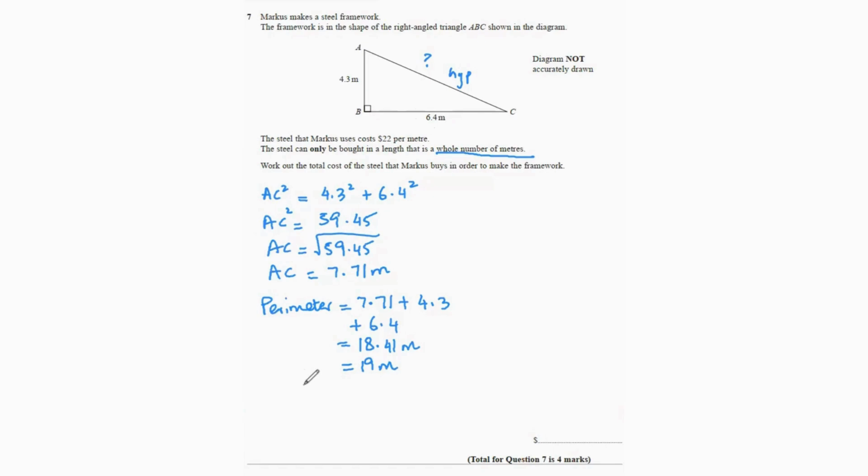Since we're making only one framework, for the cost of the steel, we will multiply 19 by the cost per meter, which is 22, and that equals $418. So that is the total cost of the steel that Marcus buys in order to make the framework.